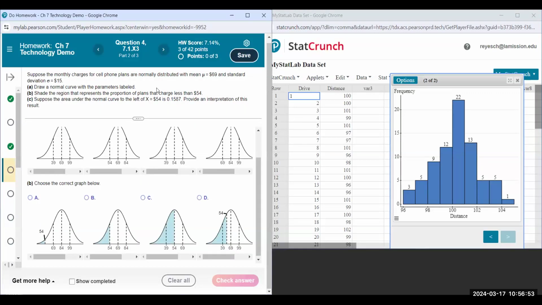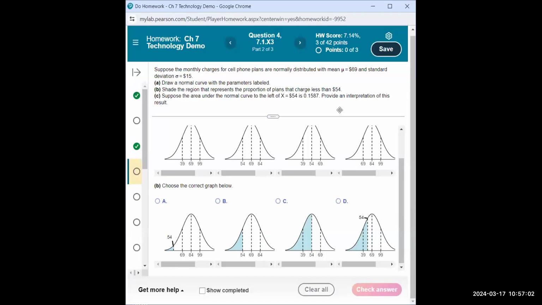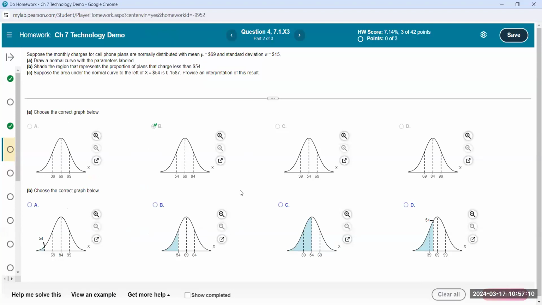And then shade the region that represents the proportion of plans that charge less than $54. So first of all, I have to make sure I go with the correct diagram. My diagram was the one that had 54, 69, 84. And there's only one choice here. They all are shading to the left of 54, the left-hand side is being shaded, but the way the cutoffs are being labeled is incorrect.